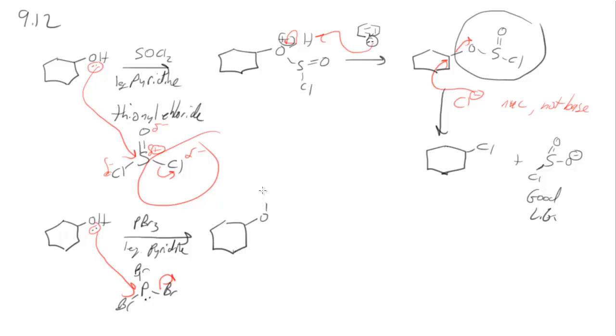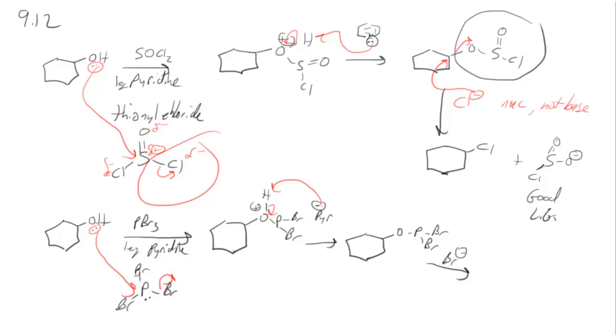To make an intermediate. Which pyridine then comes by, deprotonates that to make it neutral. Remember, the whole idea of this is to activate the oxygen to make it a good leaving group. The bromide that left earlier can come back because I don't have excess pyridine around. Extra bromide comes back and drives off my OPBr2.